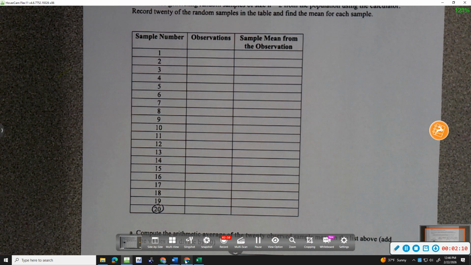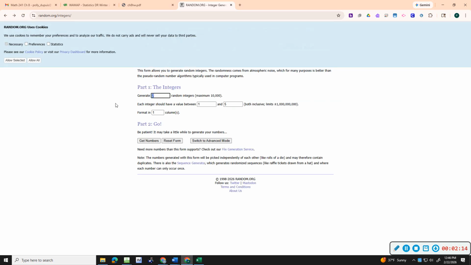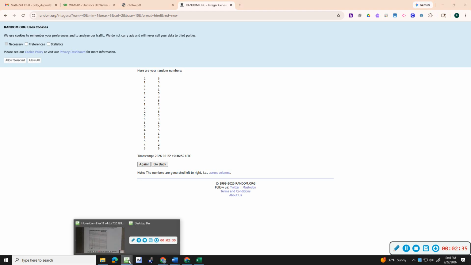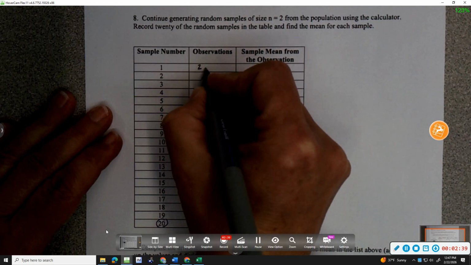So if I go back to my generator, I'm going to go back and I'm going to generate, so let's see, 20 pairs of 2. So I'm going to generate 40 numbers between 1 and 5, and I'm going to do it in columns of 2 so my numbers pair up. So I'm going to get my numbers, and there's my columns. So the first one is 2, 3. So on my paper, I'm just going to go 2 and 3 were my numbers. So I'm going to record them. My observations were 2 and 3.